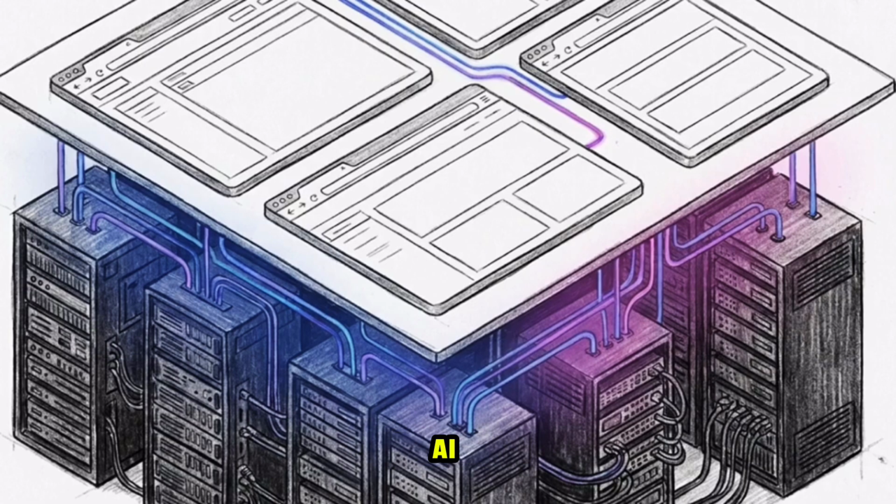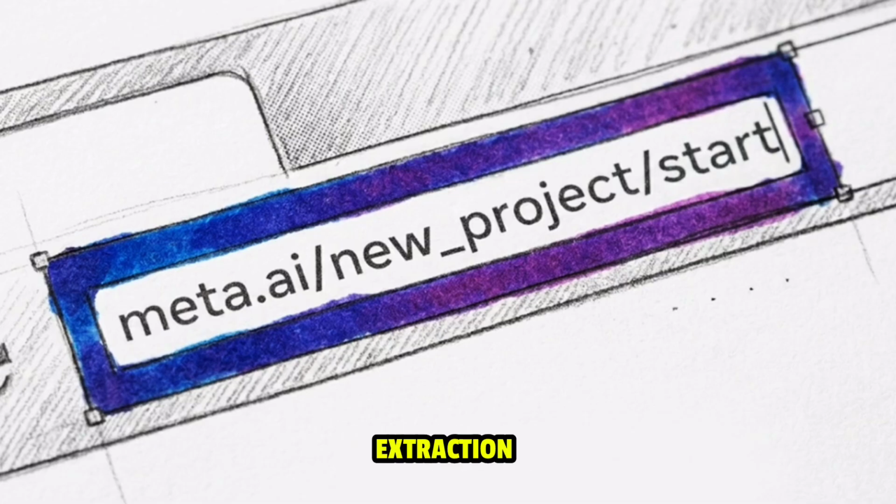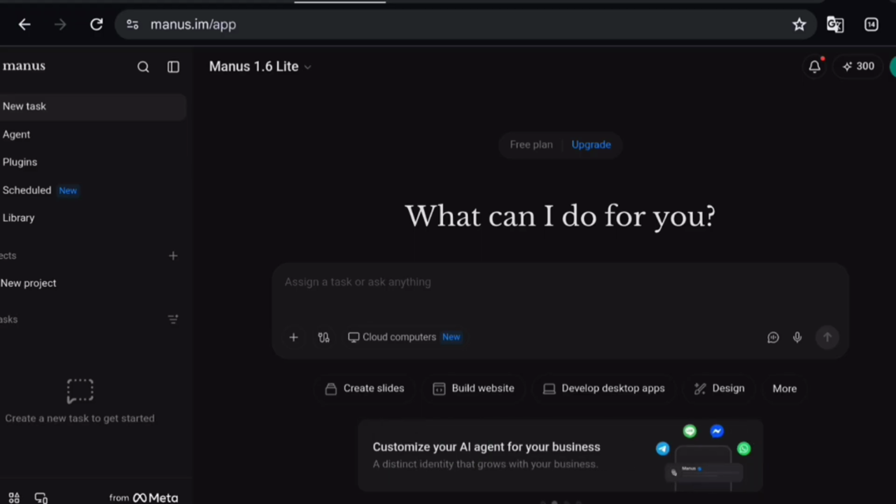Because Manus AI is officially tied to the Meta ecosystem, it has special access protocols. It doesn't look at the public-facing website, it looks at the raw data. It is the perfect extraction tool. You are now on the Manus AI homepage. It's clean, it's simple, and it is totally free.